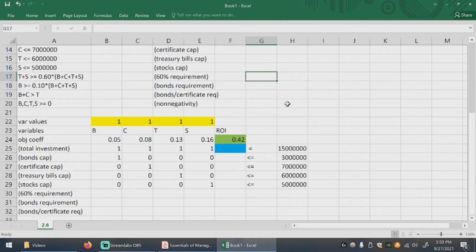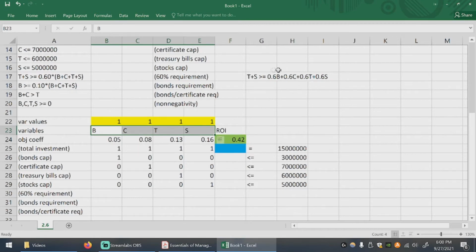I'll just do it next to it. So let me do it in 2 steps. I have T plus S greater than or equal to. Multiply the 0.6 in, I get 0.6B, 0.6C, 0.6T, 0.6S. Now simplify that by moving everything to the left in order B, C, T, and S, right? Because that's the way I have it here.